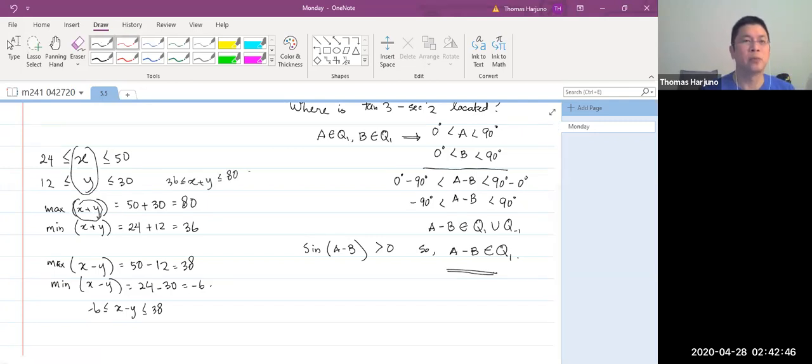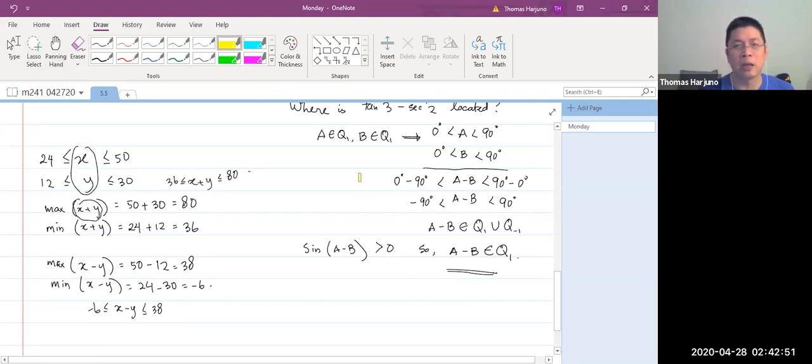Okay, well, anyway, that's how I get that here. Because I subtract, then the maximum minus the minimum, okay, that's to get the maximum. The minimum will be the minimum minus the maximum.